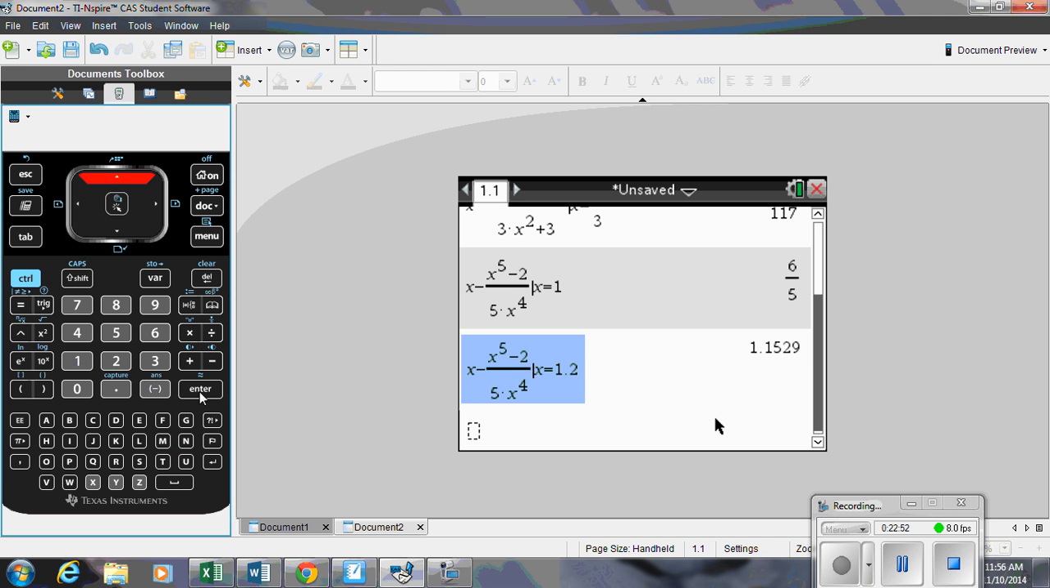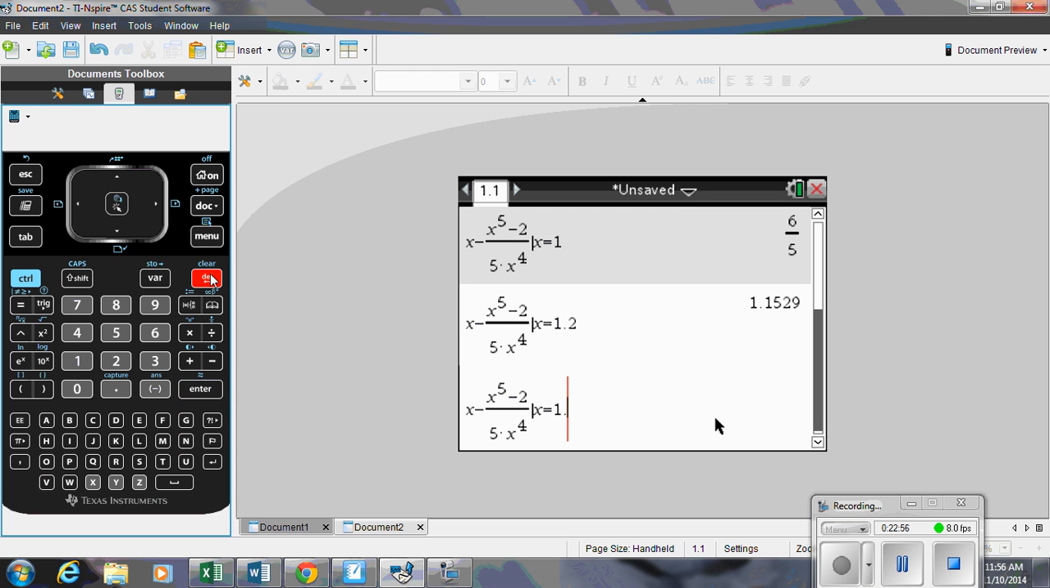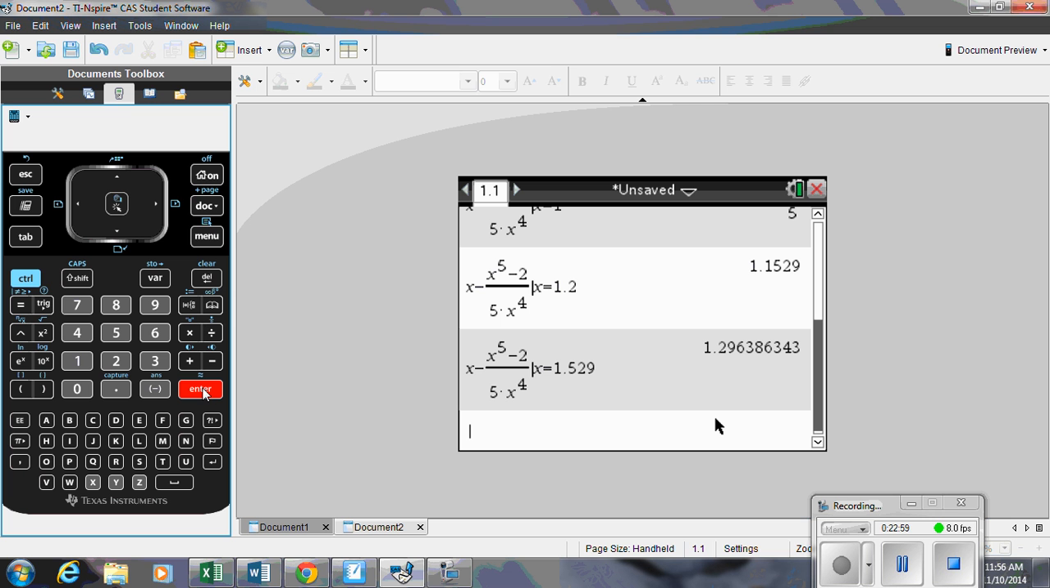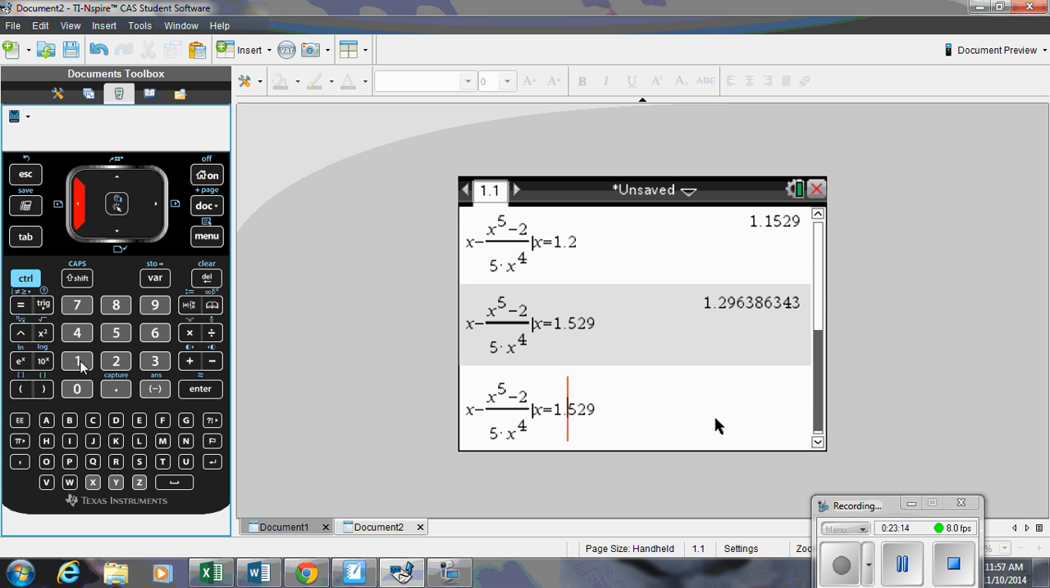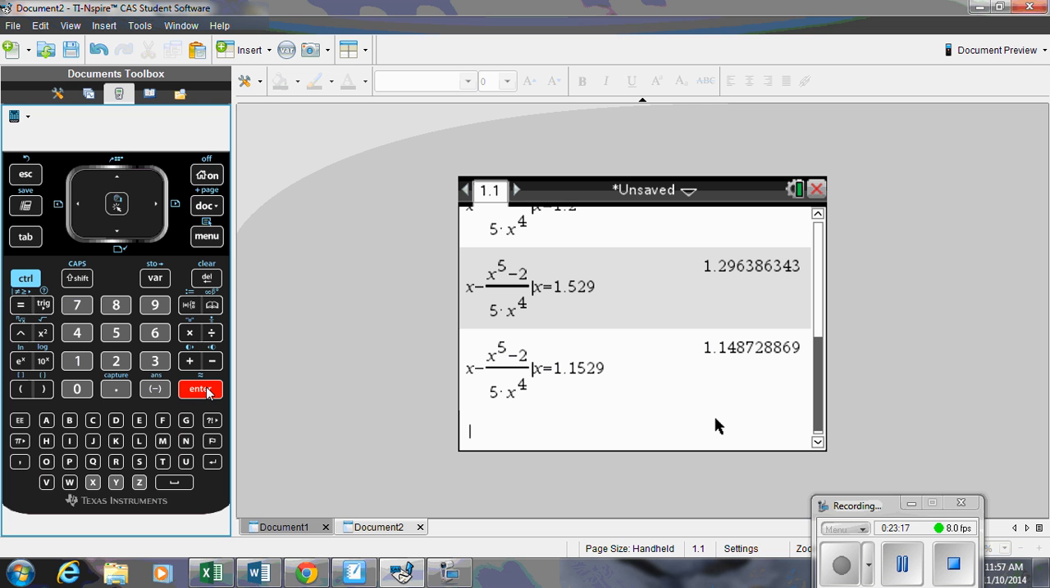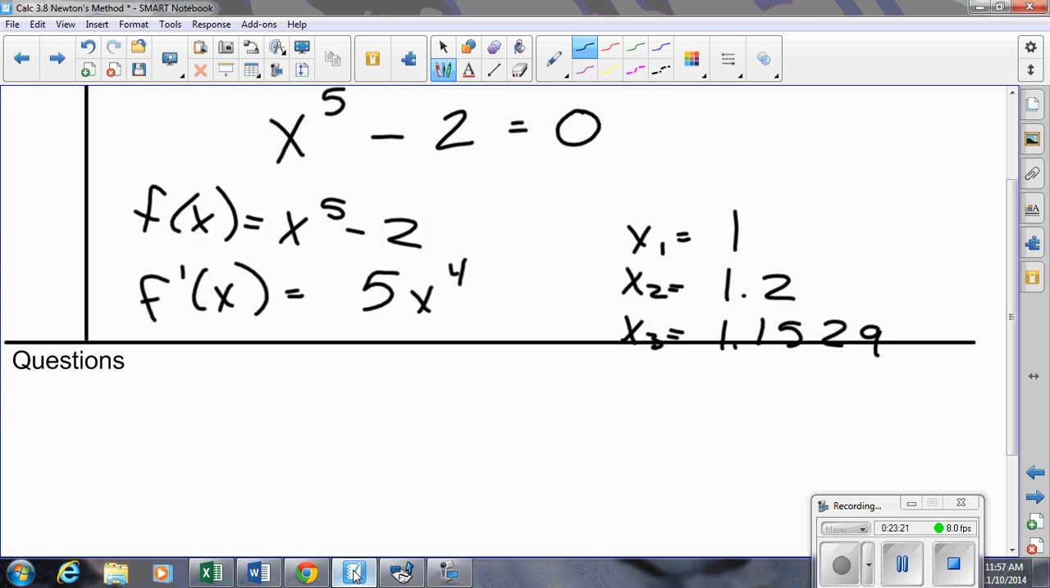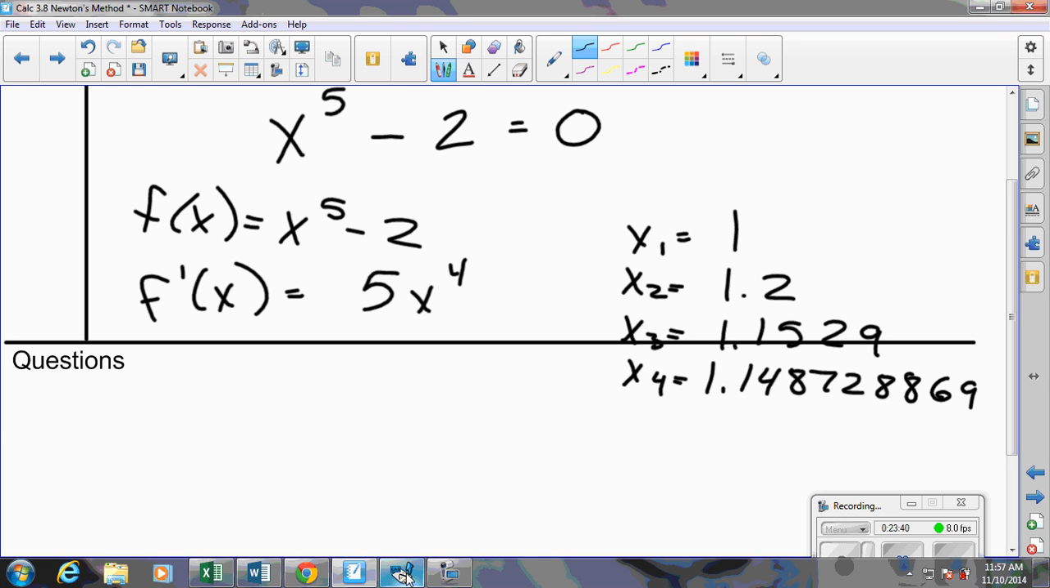And now we'll come back and say that given that we had 1.1529, thank you for helping me with that, because that would have, of course, changed things. So x4 is 1.14872887288869. Okay, and so we're noting 1, 2, 3, 4, 5, 6, 7, 8. That's 9 decimal places.